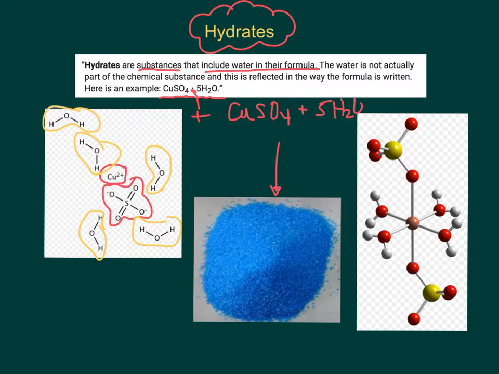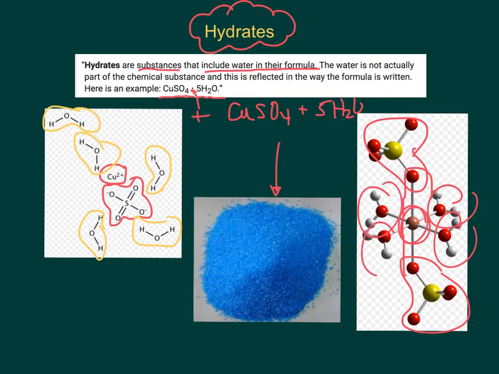This is the sulfate, and this is the copper, and then it's got waters attached to it. I don't know why it's only showing 4 there. There should be a 5th one, so we'll draw in another one. So that's an example of a hydrate. It's just an ionic compound with water molecules attached to it.